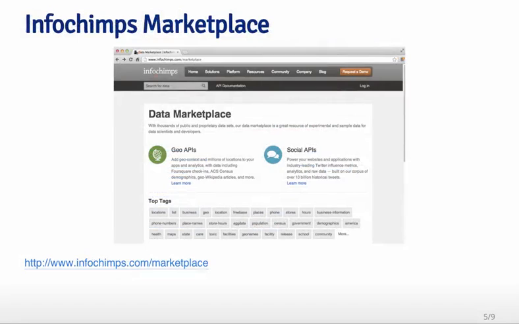The InfoChimps marketplace has a bunch of different data sets which you can sort by various different tags, and you can identify data sets that might be of interest to you. Some of them are free and some of them cost money.